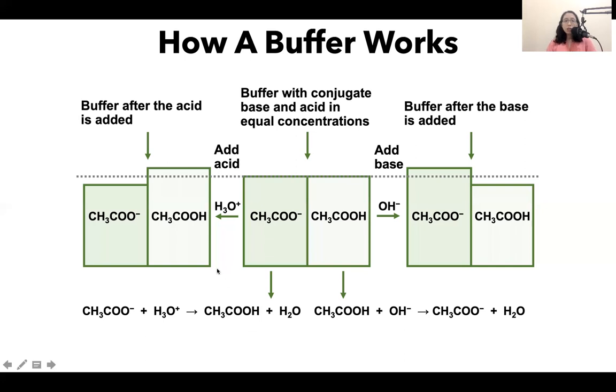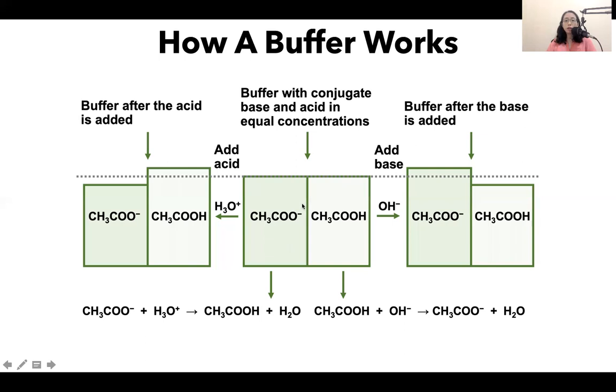Now, what happens to the relative amounts of the two components of our buffer? Of course, the amount of your acetate will decrease. Meanwhile, the amount of your acetic acid will increase. However, this change should not be very big such that we expect that the change in pH would be very, very small.